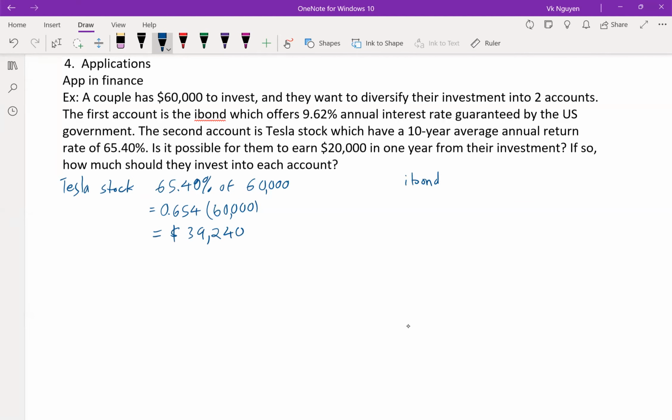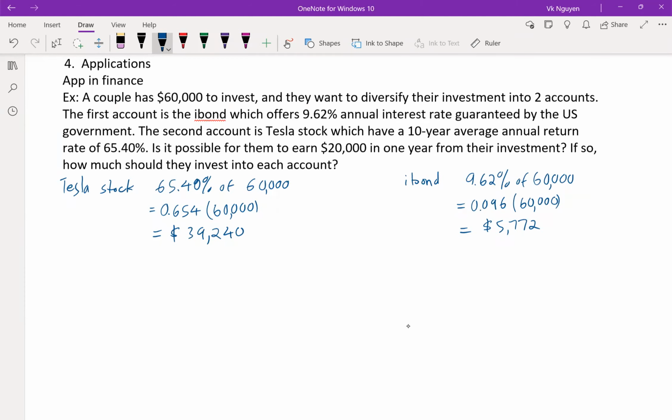I-bond, the return is 9.62%. Invest 60,000 in it. So this would be 0.0962 multiplied by 60,000, and that gives us 5,772. Well, they can just invest into Tesla and get good money. The thing is that stock can go up and down. So by the time they withdraw their money, it might not be this exact amount. Best way to do investment is to diversify the investment.